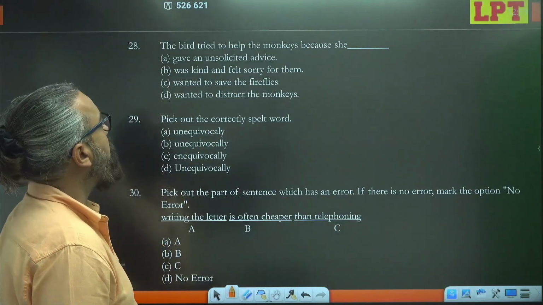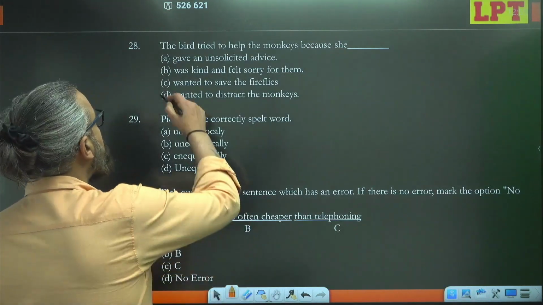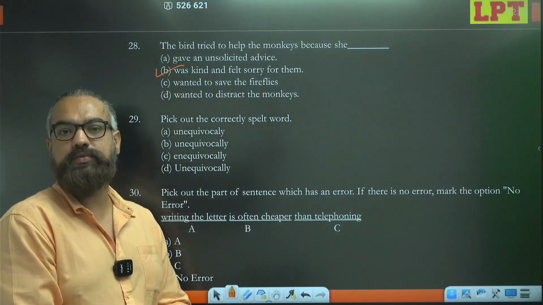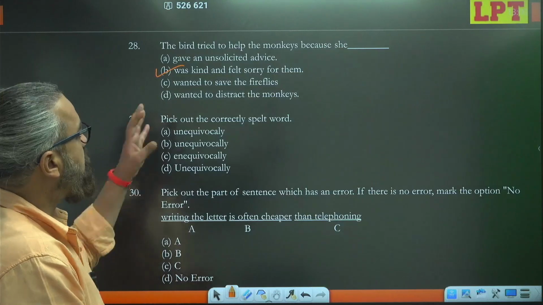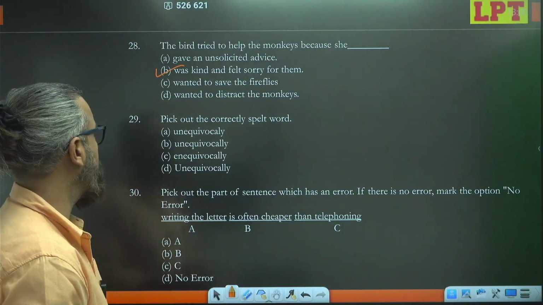The bird tried to help the monkeys because she was kind and felt sorry for them. Yes. It's not an unsolicited advice. She gave advice because she wanted to help them. She was just being kind to the monkeys. So was kind and felt sorry for them. Right. So we're done with our passage. Let's move to the next question.